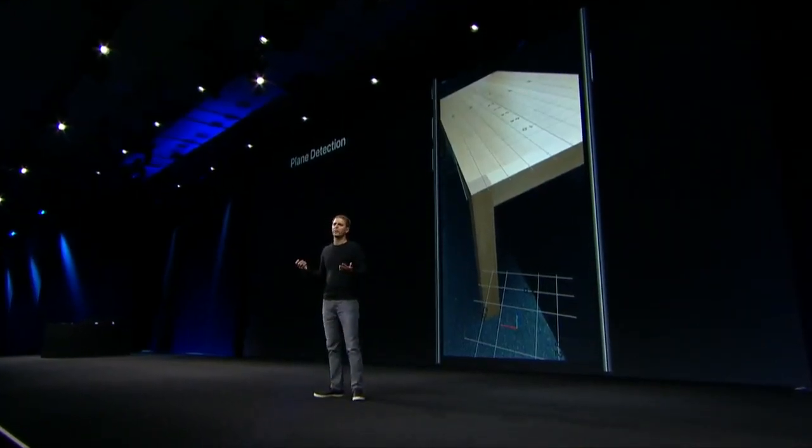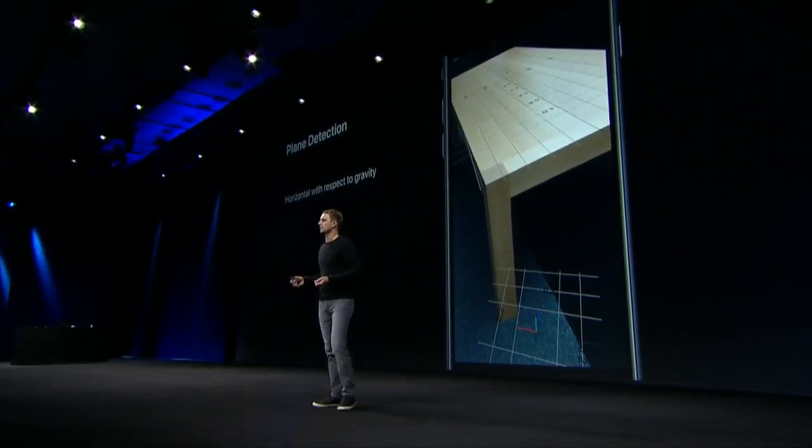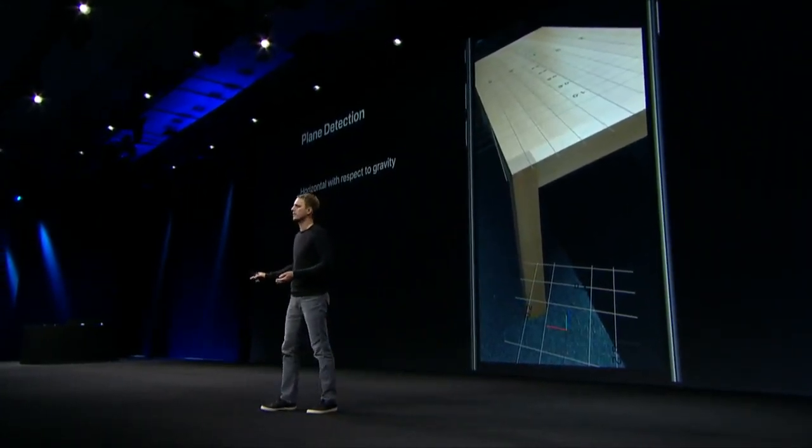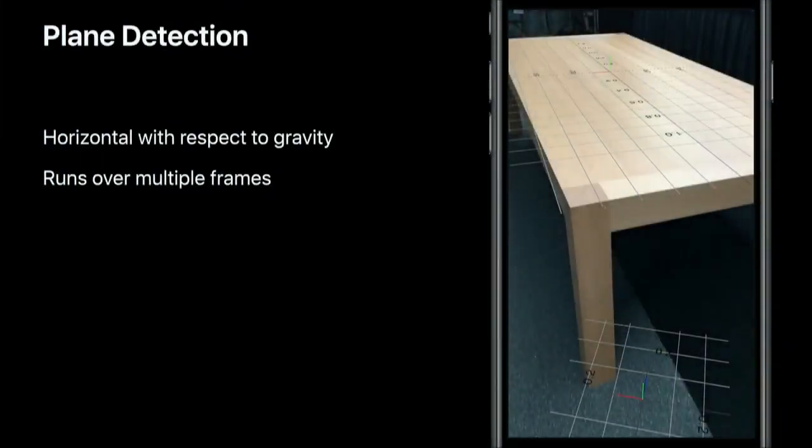Plane detection provides you with horizontal planes with respect to gravity. This includes planes like the ground plane, as well as any parallel planes like tables. ARKit does this by aggregating information over multiple frames, so it runs in the background. And as a user moves the device around the scene, it learns more about this plane.